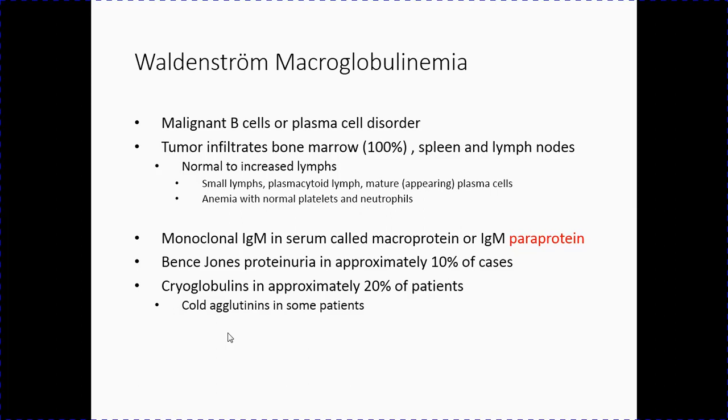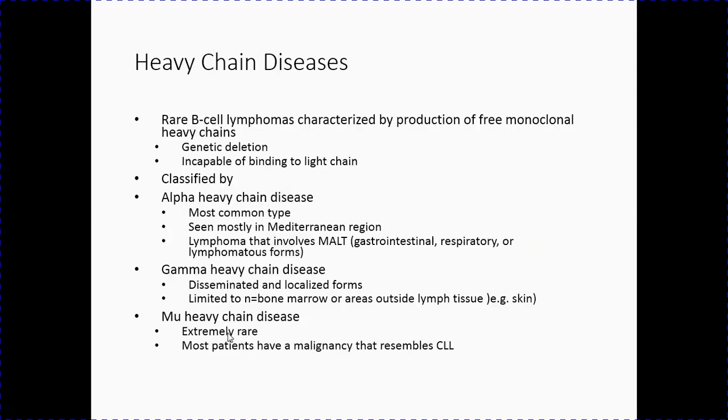One other thing. Frequently, though, in Waldenstrom's, for a period of time, the M protein, the paraprotein, is pretty asymptomatic. So you don't necessarily know about Waldenstrom's right away. It's one of those insidious onsets until the protein levels have developed to significant quantity, and then you start to see damage.